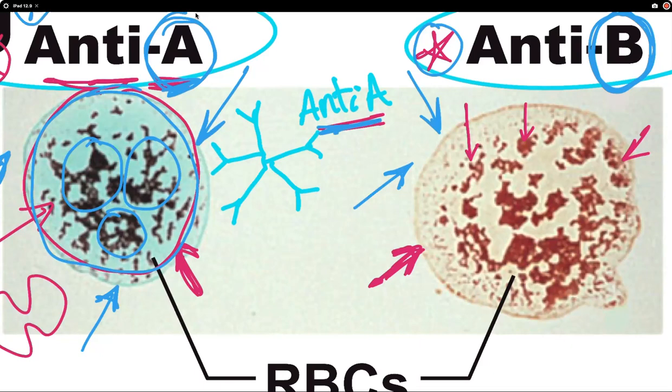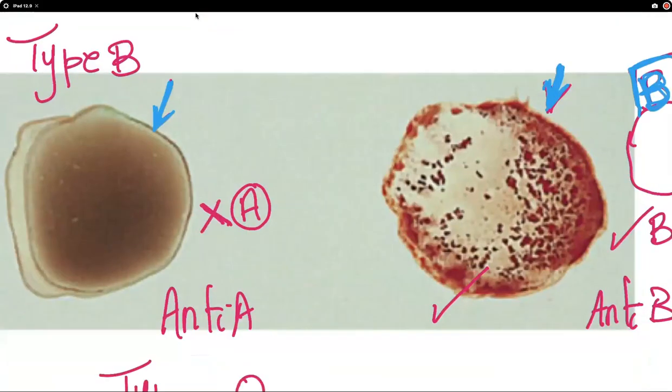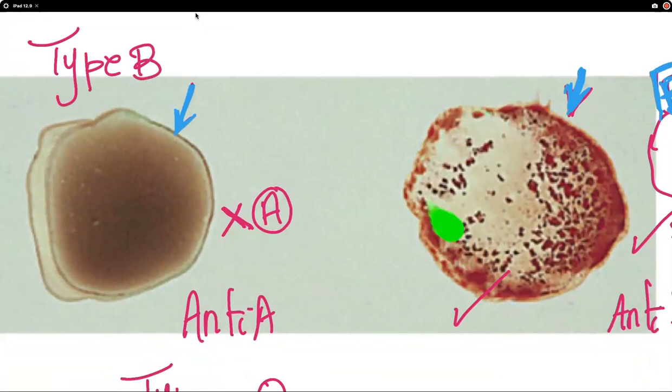What if I have a reaction only with anti-A? If I have a reaction only with anti-A, this means I have only antigen A on the surface of my cells. If I only have antigen A on the surface of my cells, what is the blood type? Blood type A. What if I have a reaction only with anti-B antibodies and not with anti-A? This means that I have only antigen B on the surface of my red blood cells, and this makes me a blood group type B.